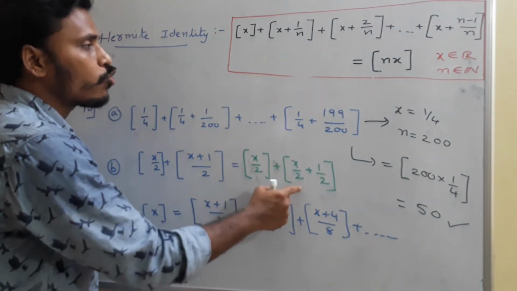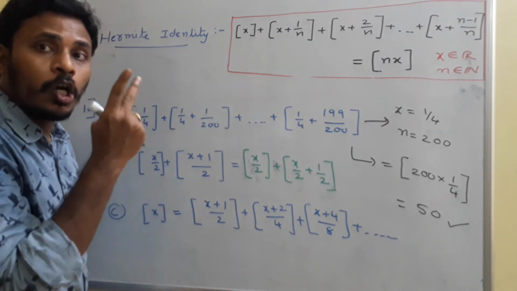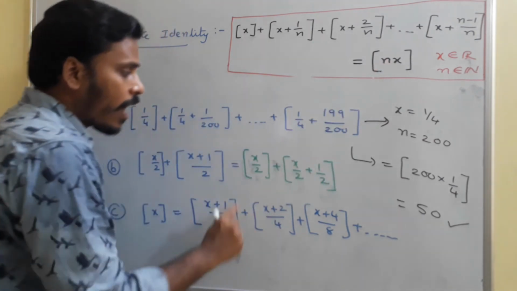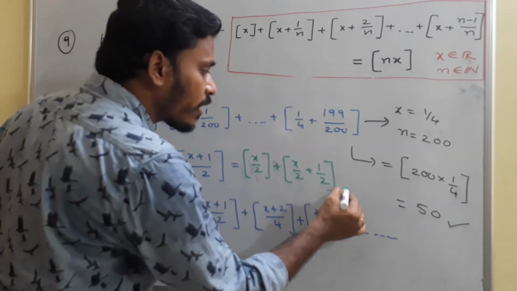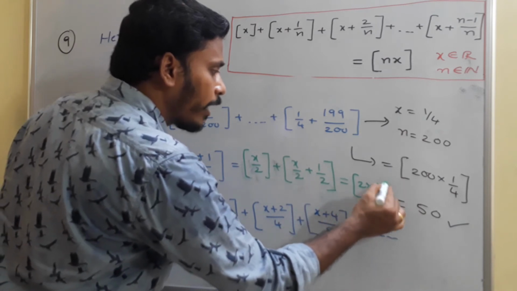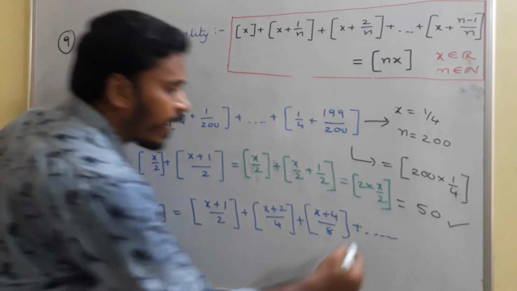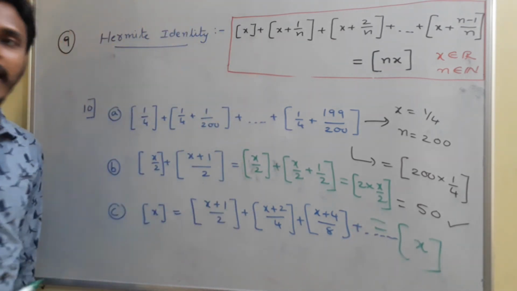So adding these two terms using the Hermite identity is simply taking 2 in the place of n and x by 2 in the place of x. So at the end its answer is nothing but floor of 2 into x by 2 by the Hermite identity, and its value you will get at the end as floor x. Just think about it, okay? Just have a look once.